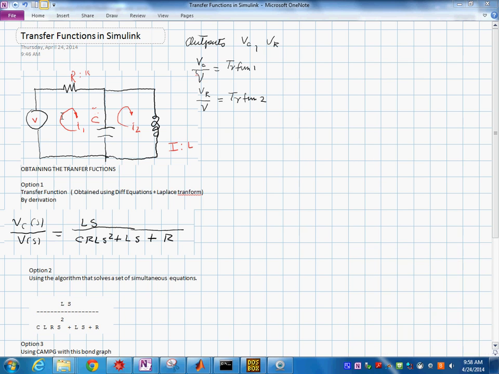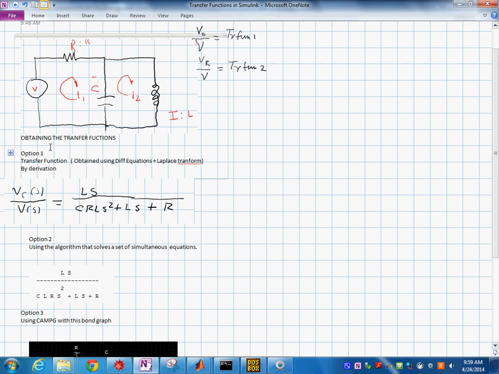We see in here the circuit, and the outputs we define are the voltage across this capacitor and the voltage across the resistor as the ones that we want to find out. So we can operate with these two transfer functions. But to make life a little easier, let's just pick one to begin with. Let me go over the options that you have in generating the transfer functions.